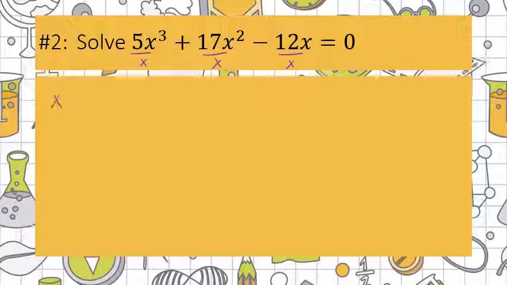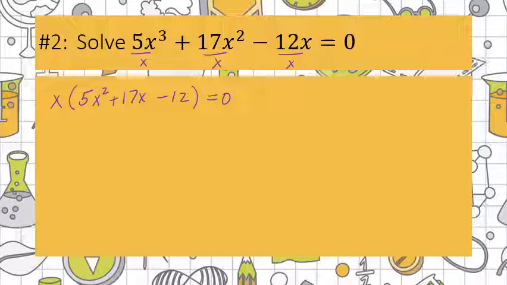So the first thing I'm going to do is take out this x, and figure out what I have left over. I should still have 3 terms, but all of my exponents are going to go down by 1 since I divided x to the first out of all 3. So I would have 5x squared plus 17x minus 12.